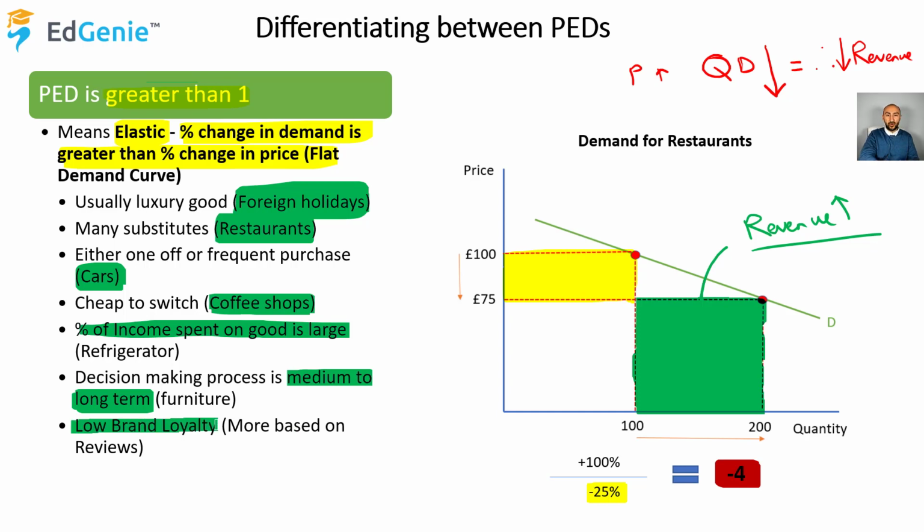Now usually coffee brands, that's why they're brands. Starbucks, Costa, Nero, they're brands. A lot of people have their favorites. But in gifts or goods that have low brand loyalty, the decision behind the purchase is more based on the reviews, the feedback that consumers have actually given them.